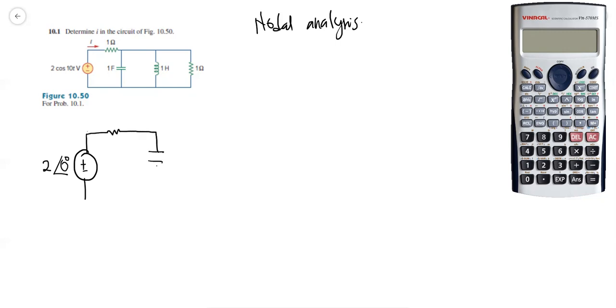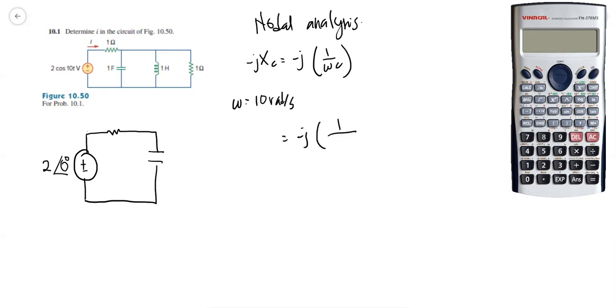And then we have a capacitor. So we need to convert the capacitor into the reactance. Negative jXC here, which is negative j 1 over omega C. And in this circuit, the omega is 10 radian per second. So this one is negative j 1 over 10 multiplied with 1 farad. So you will have negative j 1 over 10, which is 0.1. So this one is negative j 0.1 ohm, and the resistor is 1 ohm.